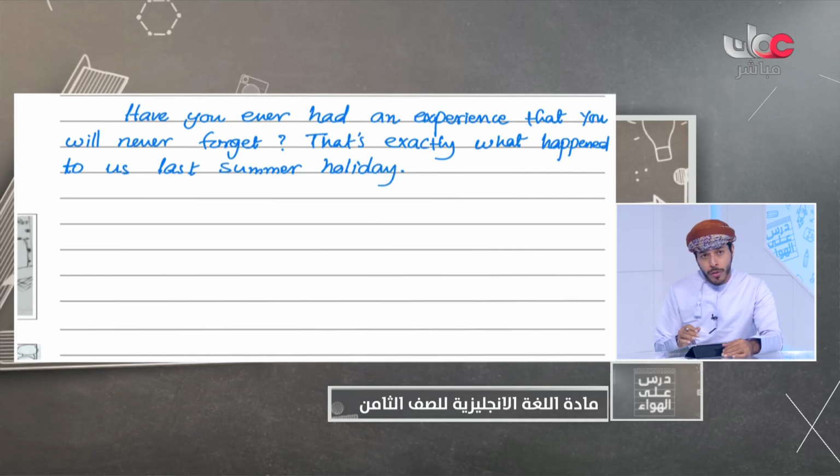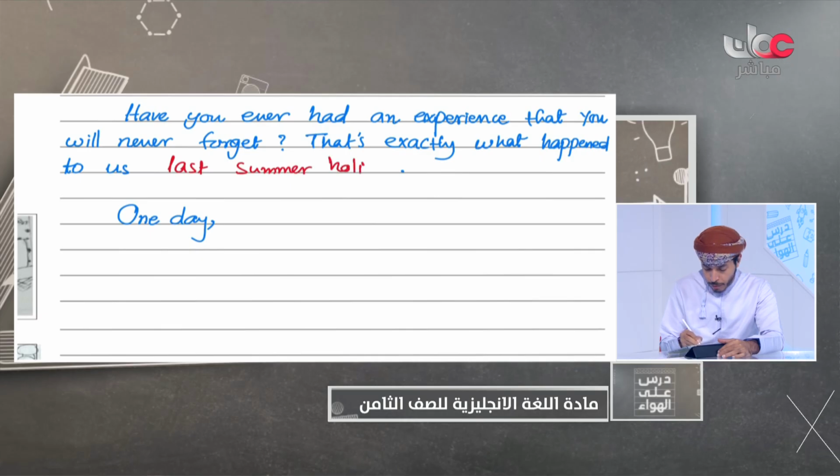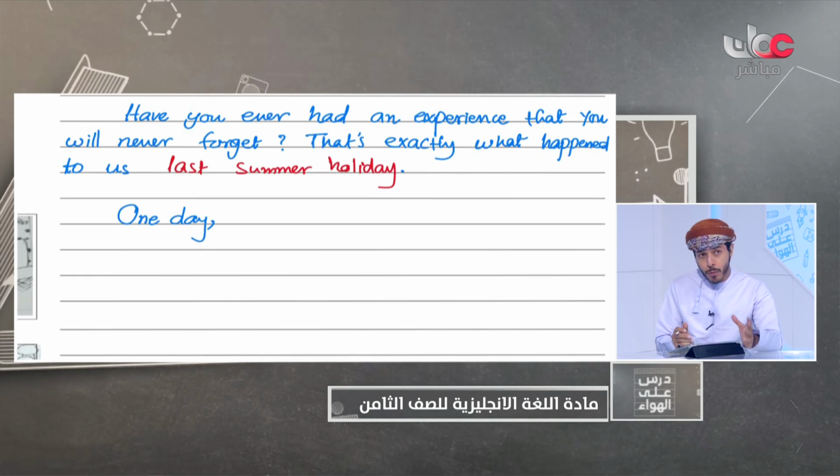Good. After you put this, move forward to talk about the event, and you will start a new paragraph in this way. For example, one day. Okay, I will change this. Last summer holiday. Good. One day. Why did I put it in red? Because the blue one, you can use it with any story. But the red one, you can make it different from story to story, okay? So one day what happened?